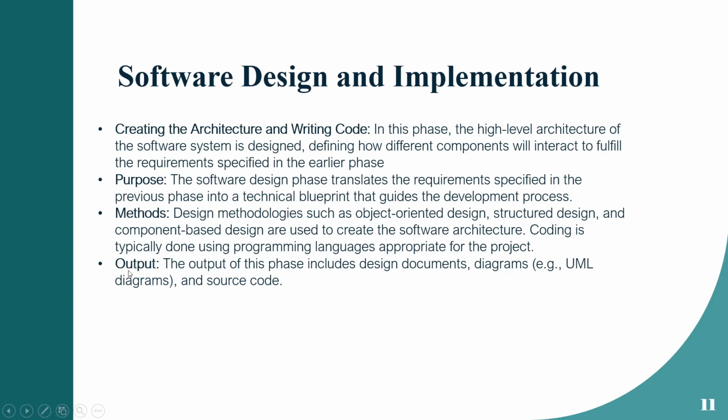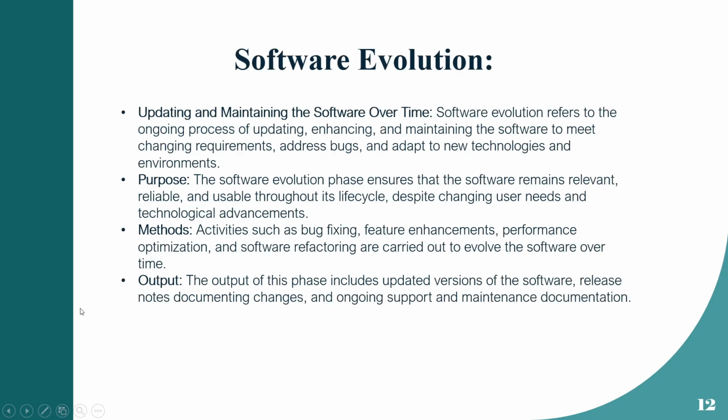What are the outputs? At last, we need outputs. The output of this phase includes design documents, diagrams, for example UML diagrams, and source code. And software evolution.